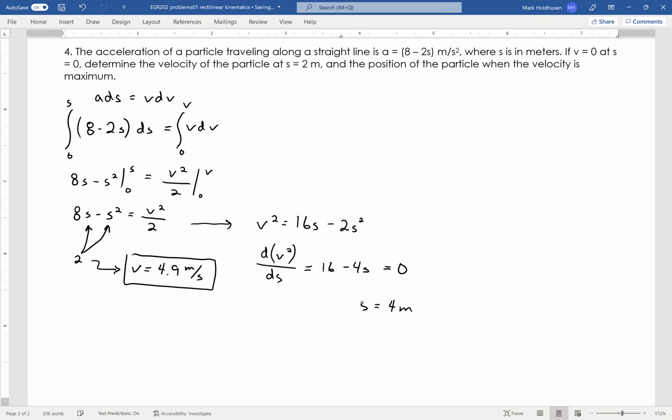I could find the maximum velocity by plugging that 4 back into the equation and figuring out what v would be, but the problem's not asking for that, so I'll leave it alone. So again, notice time is nowhere to be seen. Because of that, I'm going to use the kinematic equation that does not involve time, and makes the equation not too bad to calculate.